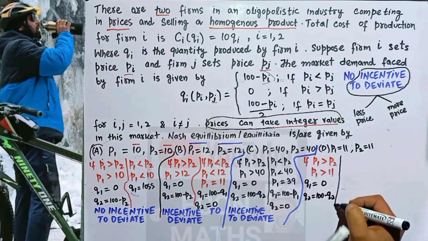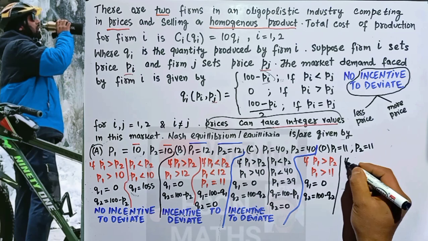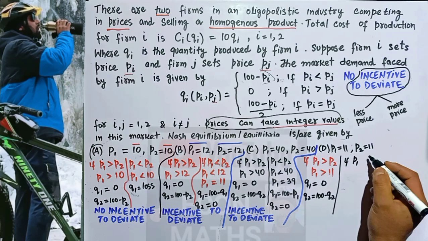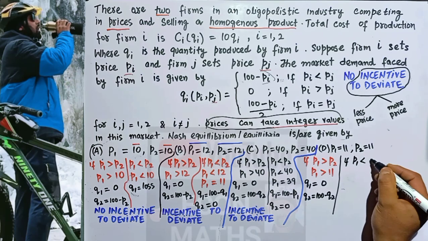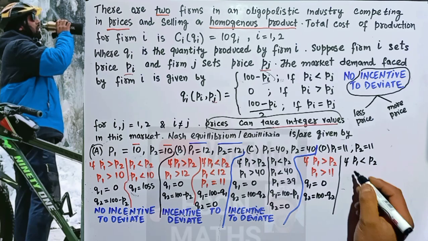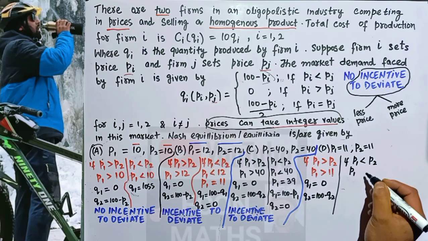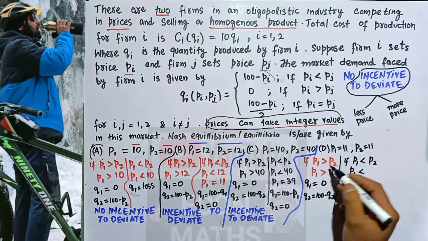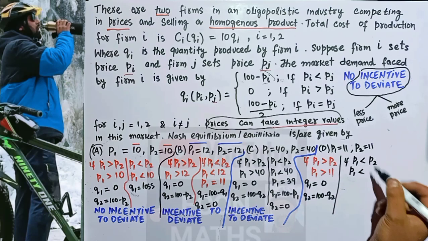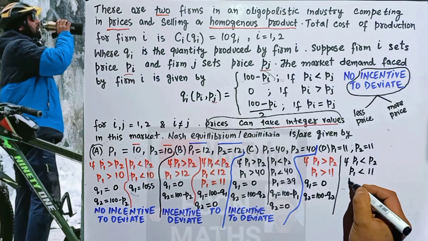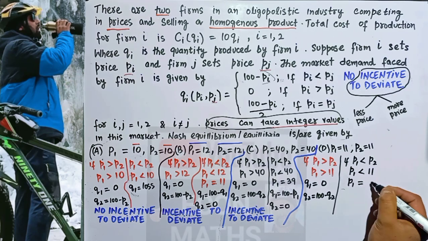But let us see another case here. If firm 1 sets a price less than firm 2, that means less than 11. So P1 is equal to 10 here, because less than 11 will be 10.